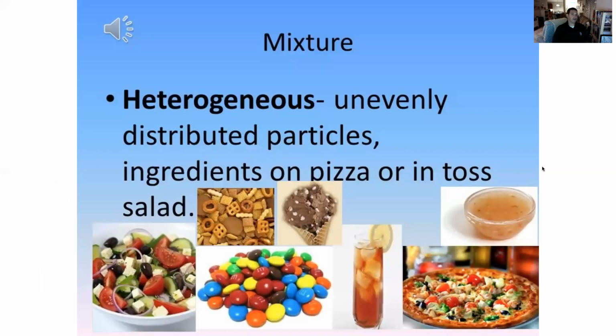So another thing to think about with a heterogeneous mixture, it's very unevenly distributed particles, all right? So a great example would be like the ingredients on a pizza, all right? If you're at home and you have a supreme pizza, do you want the slice that has more pepperonis and less olives on it, or maybe a slice that has more onions, things like that? You can look at that pizza and you're going to be able to spot which slice you want based on what you like, because not every slice of pizza is going to have the exact same amount of every single ingredient. A salad would be another example.